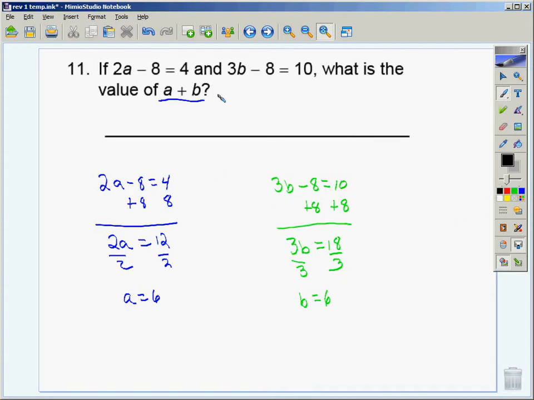They said find the value of a plus b. A was 6. B was 6, so a plus b is 12. Questions?